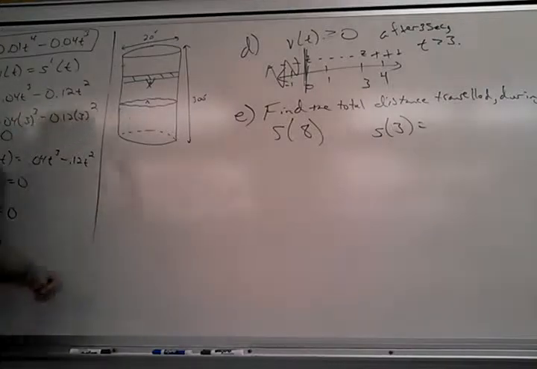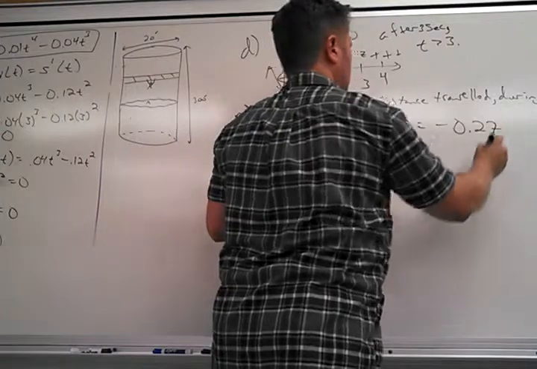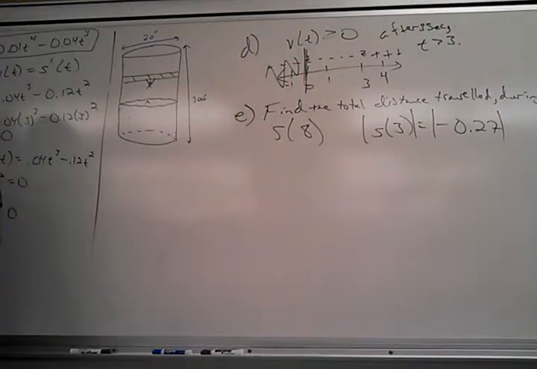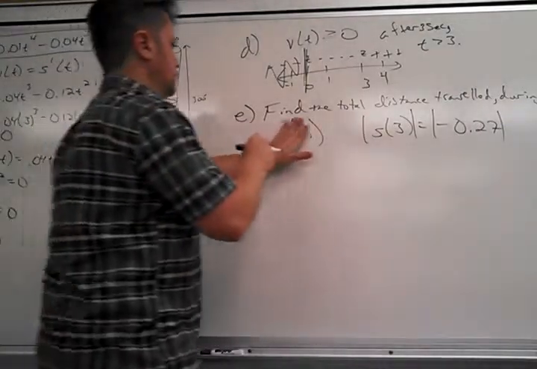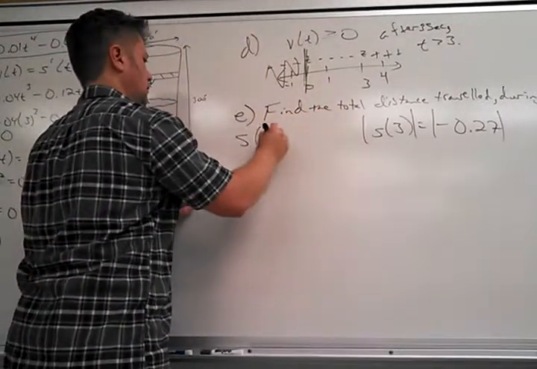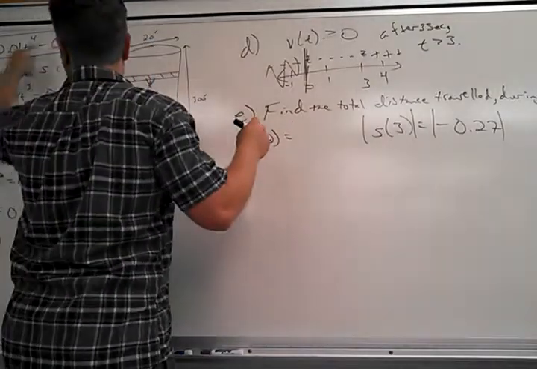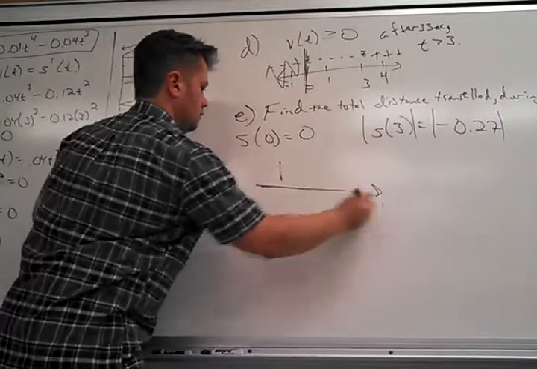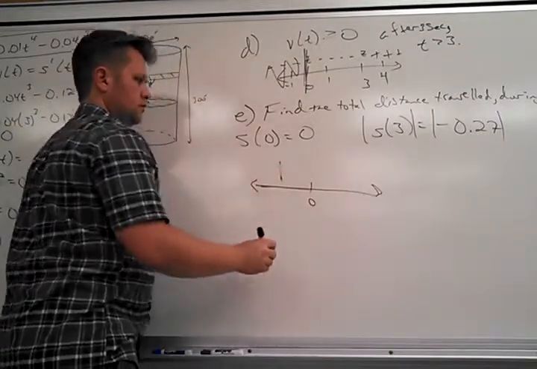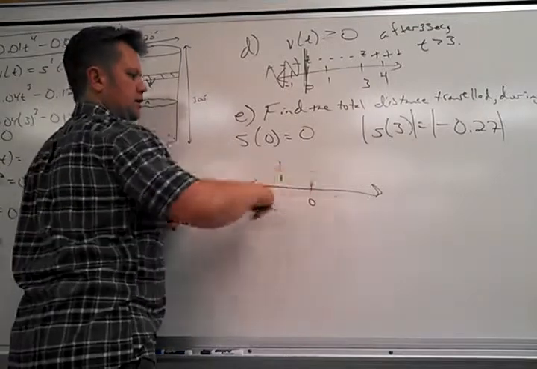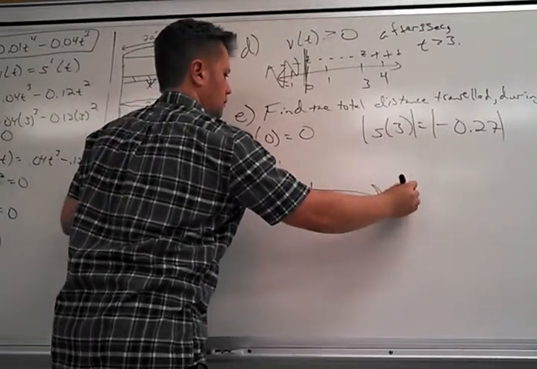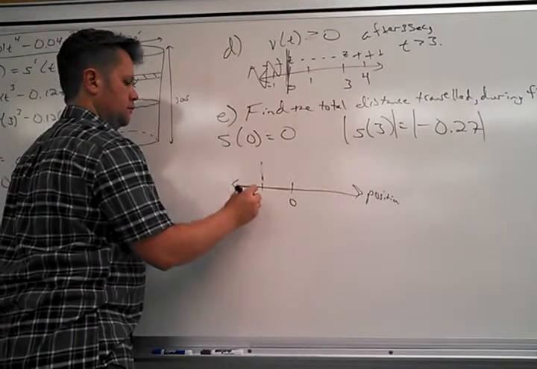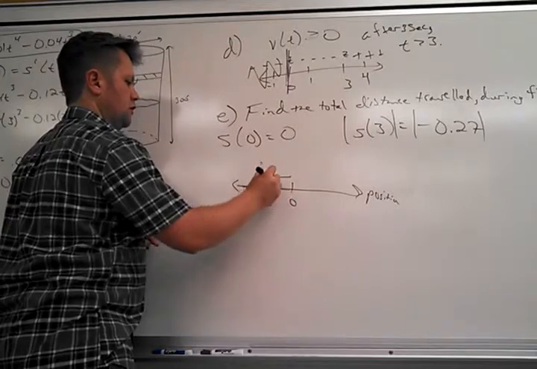All right, good. So I did that, right? So I want the absolute value of that for my total distance traveled. What's my position at time 0? I got to be careful. Where am I at 0 seconds? I'm at 0. Cool. So at 0 seconds, I'm at 0. So this is position. At 3 seconds, I'm back at negative 0.27. So I've gone this far.